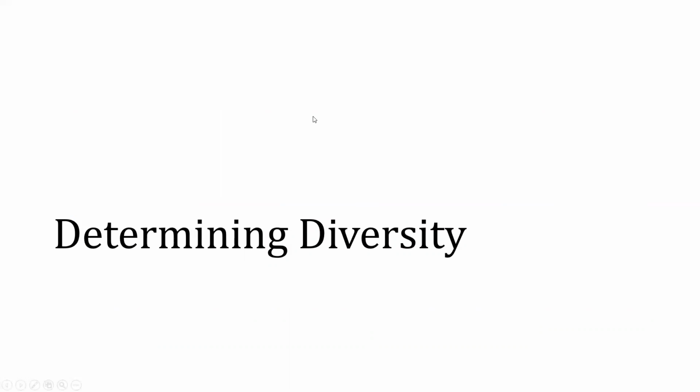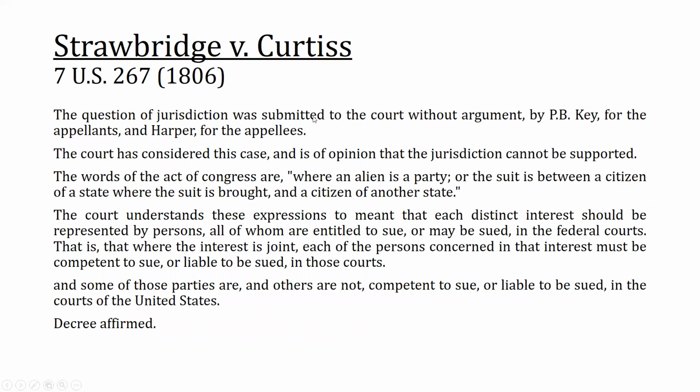And for that, we turn to a really short decision, Strawbridge versus Curtis, that was decided over 200 years ago by the Supreme Court of the United States. The citation 7 U.S. 267 means that in the United States Supreme Court, Volume 7, page 267 of those case reports, is where you would find the opinion here. The question of jurisdiction was submitted to the court without argument for the appellants and the appellees. The court has considered the case and says that jurisdiction cannot be supported.